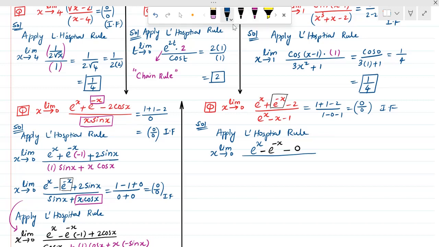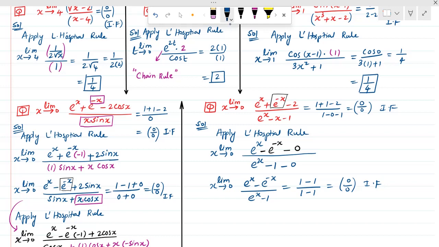Now what about the denominator? The derivative of e power x minus 1 is e power x, and 1 becomes 0. Now when you apply the limit for this part, what is the remaining? I write it here: e to the power x minus e power minus x over e to the power x minus 1. When you apply the limit, e power 0 is 1 minus e power 0 is 1. Here 1 minus 1, so you will get the indeterminate form one more time.